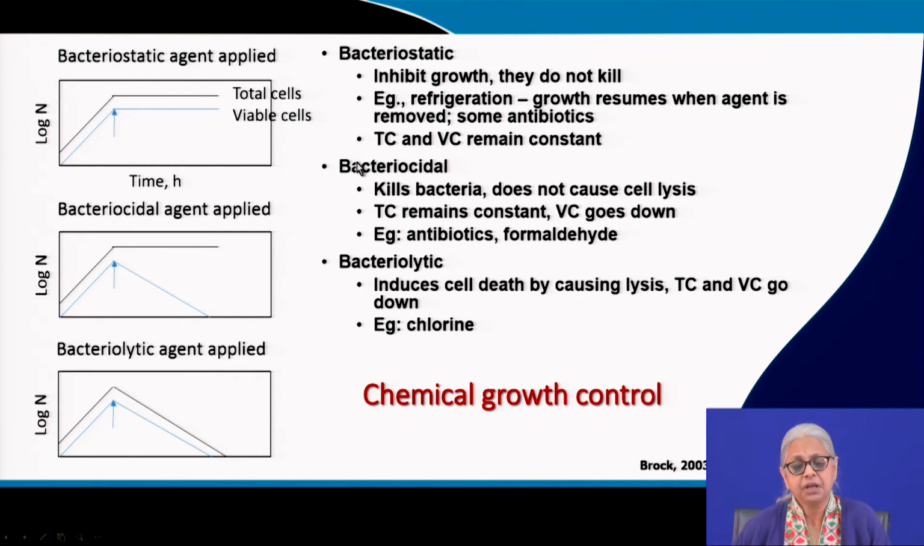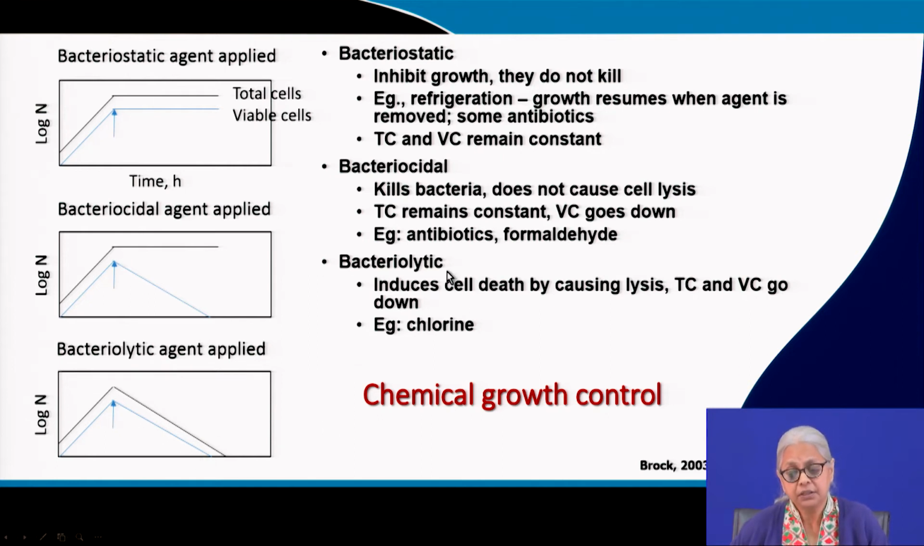Then we have agents that are considered bactericidal. So bactericidal agents are the ones that can kill the bacteria, but they do not cause cell lysis. So when the agent is applied, let's assume antibiotics or formaldehyde, these types of agents will cause the viable cells to be destroyed. So the viable cell concentration will go down, but the total cell concentration will remain the same because the cell is intact. So the dead cells will be part of the total population, but the viable cells will go down.